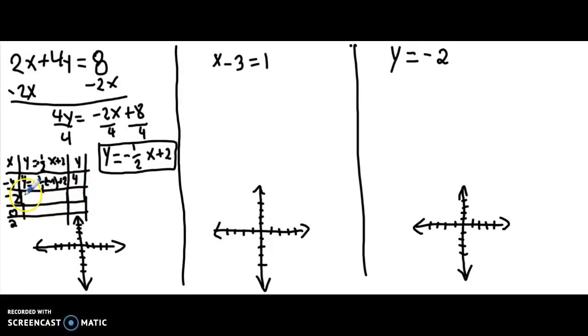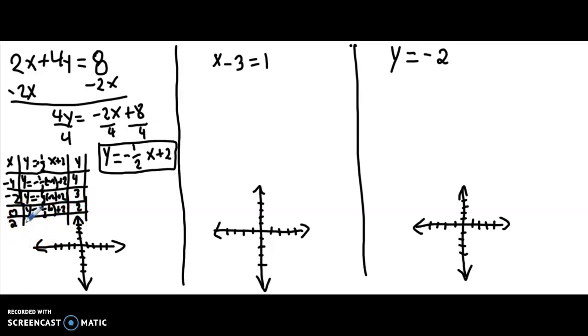If x is negative 2, I'm substituting y equals negative a half times negative 2 plus 2. And I'm getting a negative times a negative is positive. 2 over 2 is 1. 1 plus 2 is 3. If x is 0, that's going to be easy because negative a half times 0 would be 0 plus 2, and that's going to give me my 2.